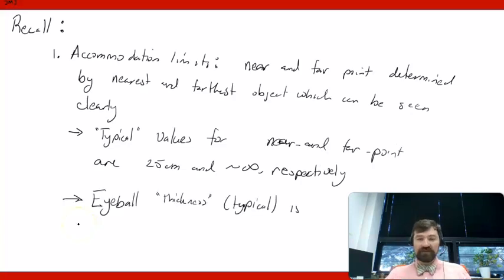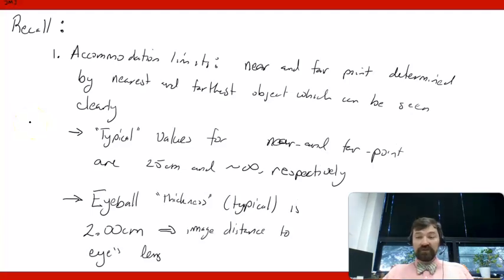The other thing to know is that your eyeball's thickness, a typical value, is about 2 centimeters, and this also is the image distance for the eyeball. The equation that we have been using with the eyeball is of course the thin lens equation, and we will actually use a similar equation today for correcting vision.